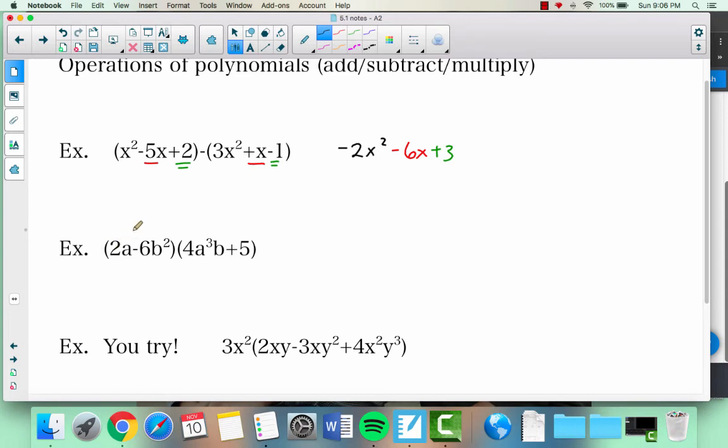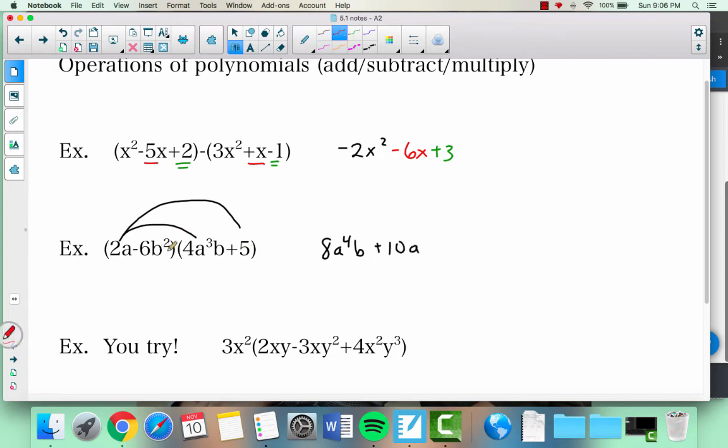So I'm going to go ahead and FOIL this one. So the first two terms together, 2 times 4 is 8, and a times a to the third is a to the fourth, and then we have b. Then I'm going to go ahead and multiply the last. So 2a times 5 is 10a.